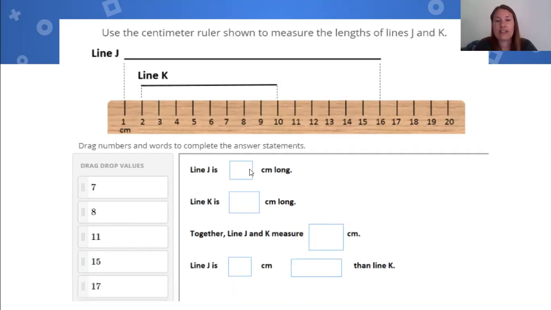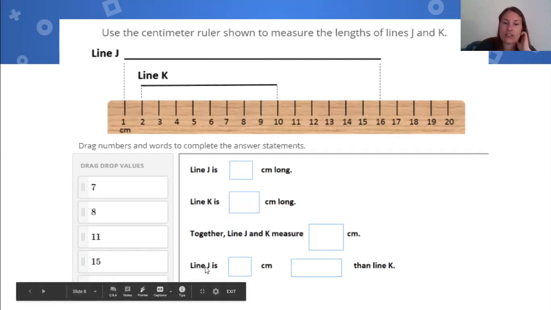So how long is line J? How long is line K? Together, line J and K measure blank centimeters. So now you're going to take those measurements and put them together. Okay, what does together mean? Adding, right? You're taking one thing and one thing, putting it together. You're adding.